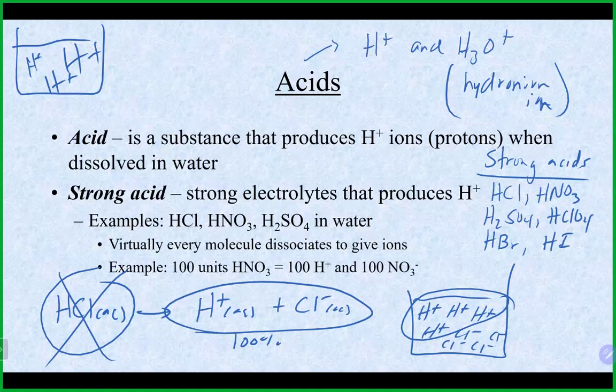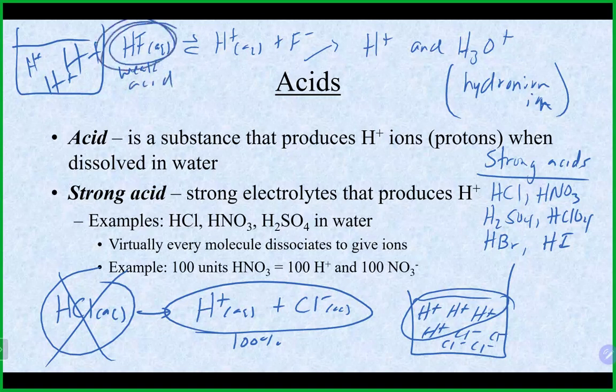Same thing with nitric acid. It will, again, 100% break apart into H plus and NO3 minus. Now that's different than, say, something like HF, which is a weak acid. It will also break apart in solution, but it will mainly stay together. So if you were to look at a beaker of HF, you would mainly have HF molecules floating around, and a little bit of H plus and F minus floating around in the solution.